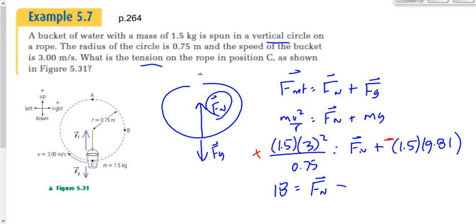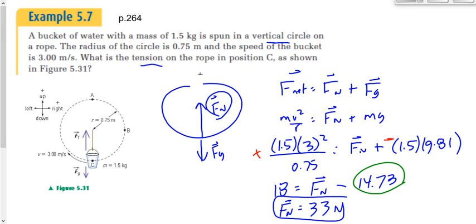1.5 times 9.81 is 14.73, I believe. And it's subtracted because we added a negative value. Take that over to the other side. We get Fn is equal to 32.73 or 33 newtons. So the force of gravity, or the weight, was 14.7 newtons. The normal force, or the apparent weight, is 33 newtons.